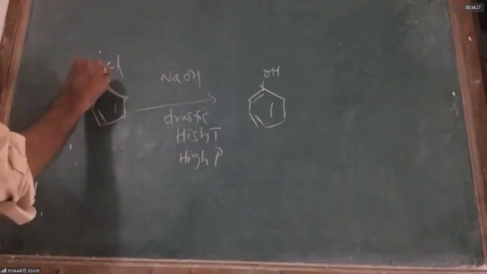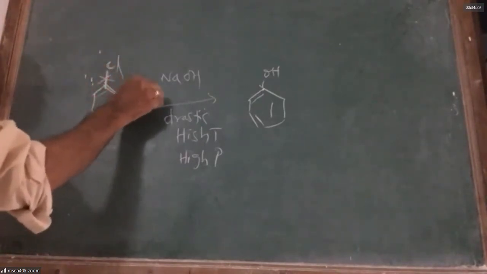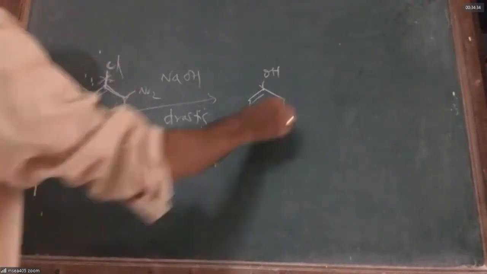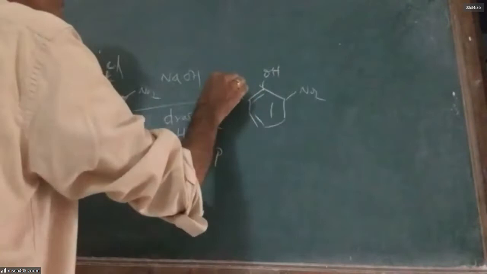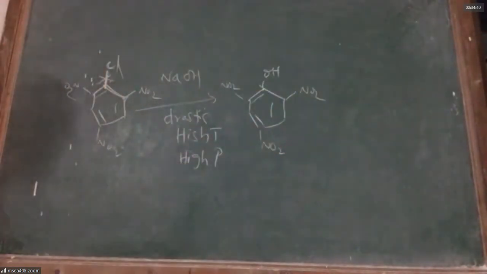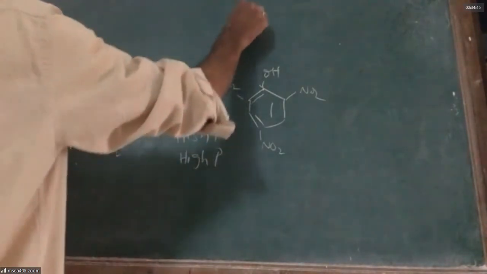If you want to weaken this bond, you introduce NO2 groups. If you introduce NO2 groups, the C-Cl bond becomes weak. You can happily convert this into picric acid even at room temperature. But generally it is a bad method. Then what is a good method to make phenol?